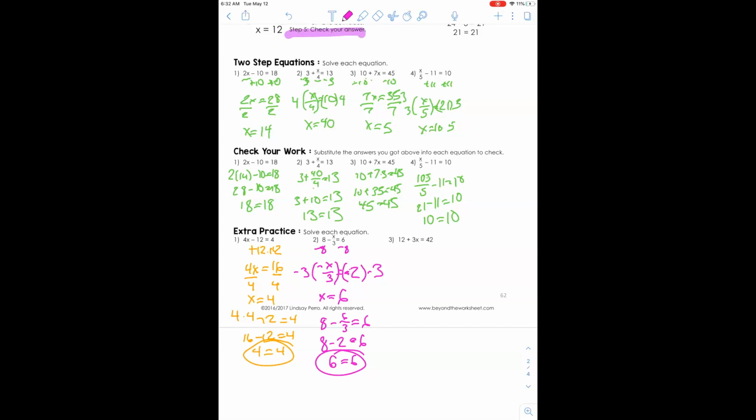So really, when we're solving equations, it's just about finding that inverse and working our way down by doing the opposite to each side. If you have any questions or you need help, make sure you reach out.